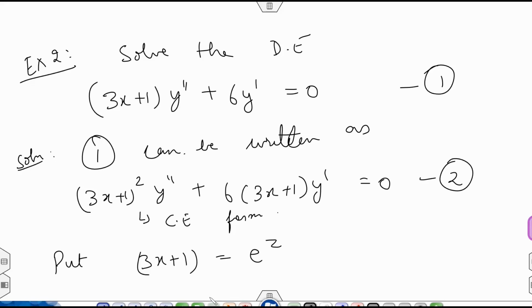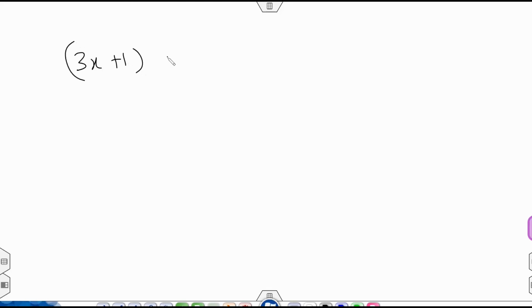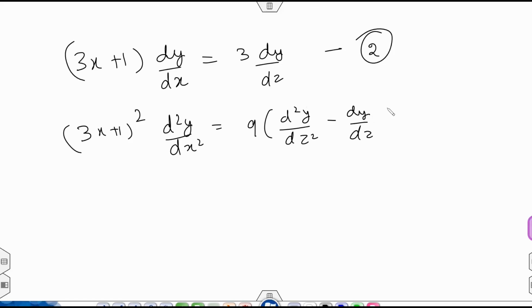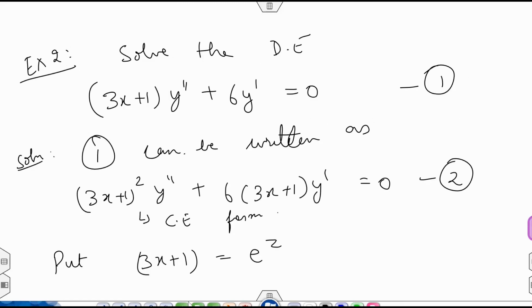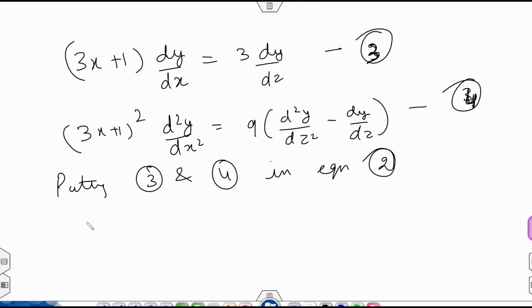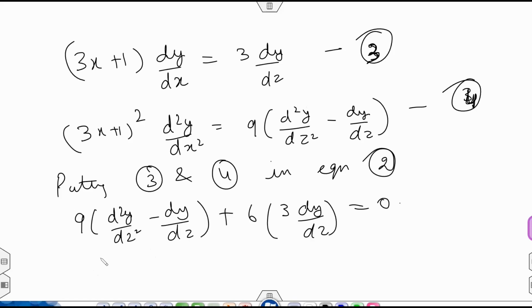If you put this, what will happen? You will get (3x+1) dy/dx equal to 3 dy/dz. I call this equation number 2, and (3x+1)² d²y/dx² will be changed into this. This is my equation number 3, and this will be my equation number 4. Now putting 3 and 4 in equation number 2, we get 9y this. So this implies that our equation reduces to a homogeneous second order differential equation with constant coefficients.